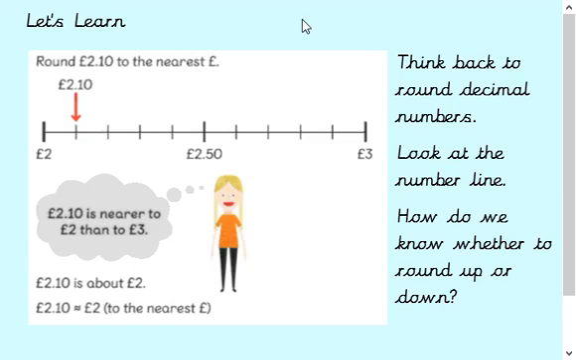Okay, let's learn. So in this particular case, £2.10 rounded to the nearest pound. Now you will remember in the last few weeks we've been thinking about rounding numbers and we used number lines. So on this particular number line we've got £2 at one end and £3 at the other. I'm going to ask you to press pause. Why have we got £2 at one end and £3 at the other? When you've had a little think about it, press play.